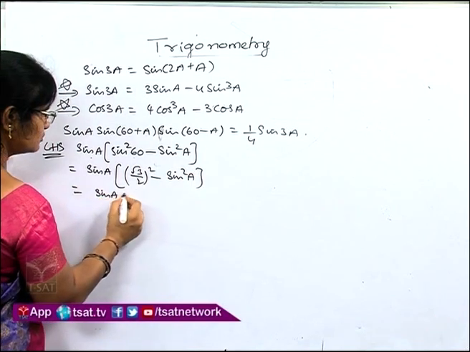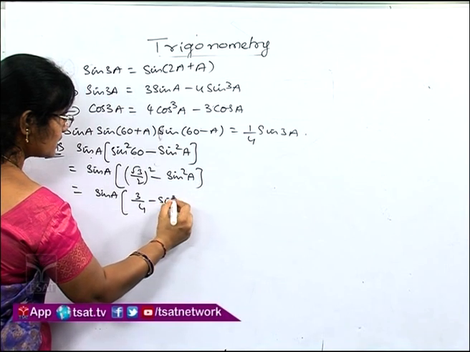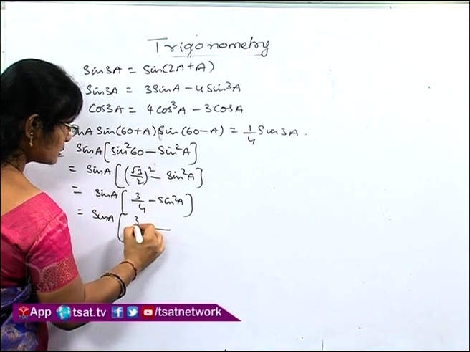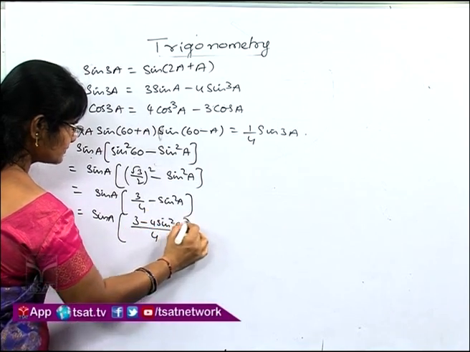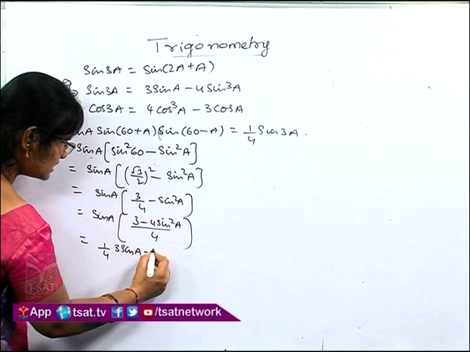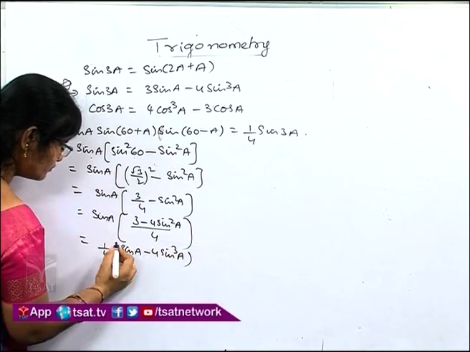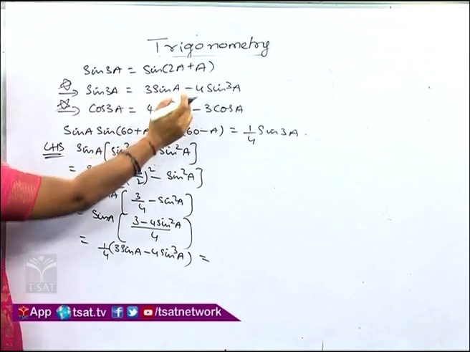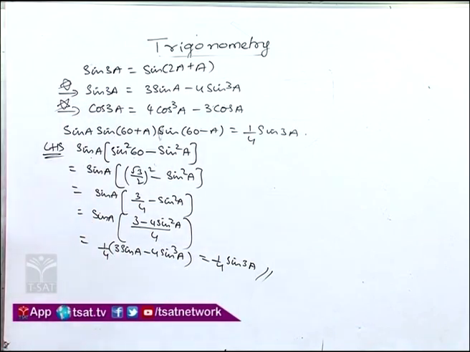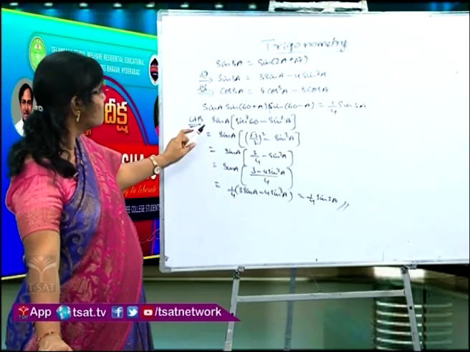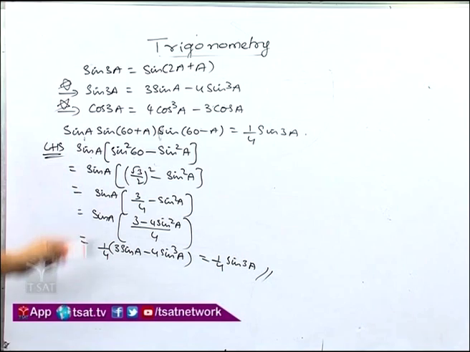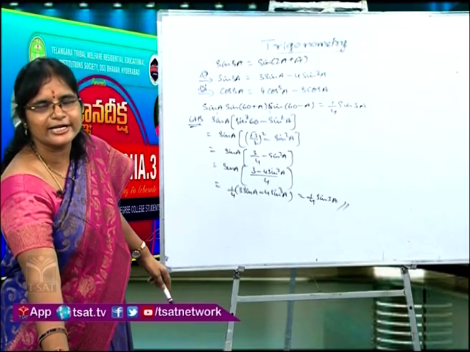Now, sin a into 3 by 4 minus sin square a, which is nothing but sin a into, now take LCM, 3 minus 4 sin square a. Now, if you multiply inside 1 by 4, 3 sin a minus 4 sin cube a. So, we know this is the formula for sin 3a. So, we can write 1 by 4 sin 3a. Okay children, in this way we can derive other problems also, children. Hence, deduce also we can do by substituting a equal to 20. Sin 20, sin 80, sin 40, and if you multiply sin 60 on both sides, you are going to get the deduced answer, children.